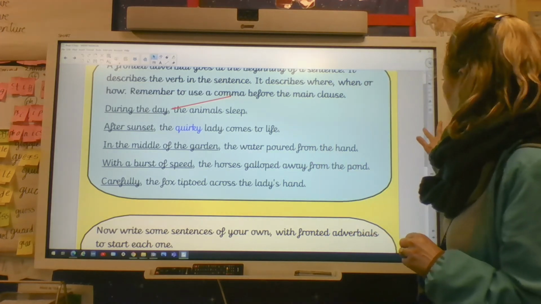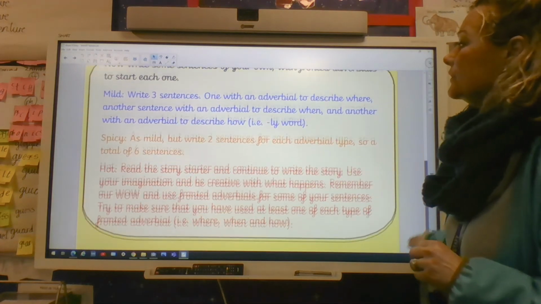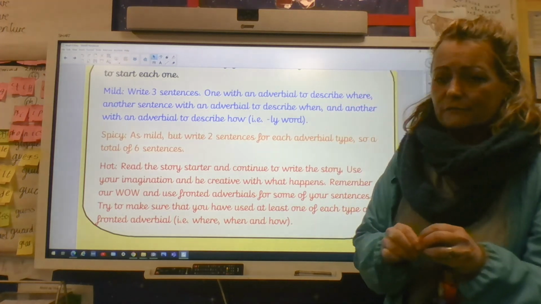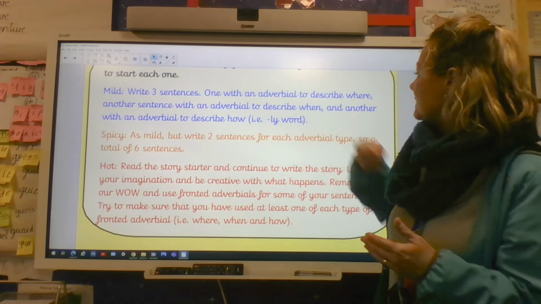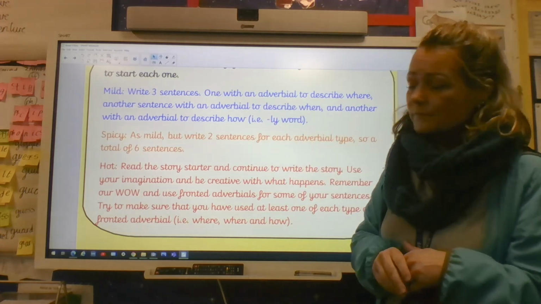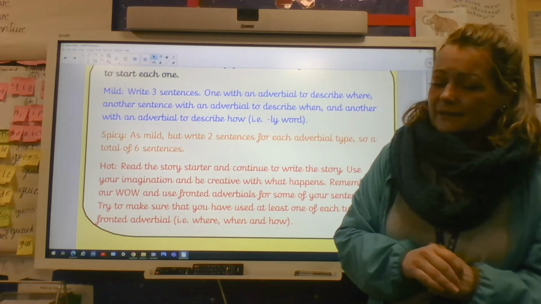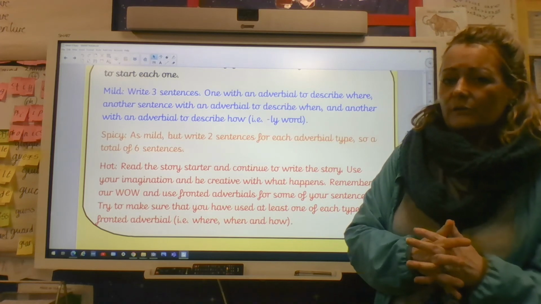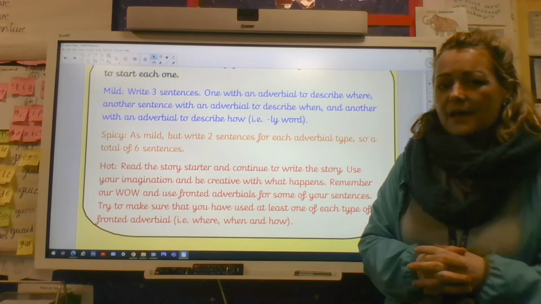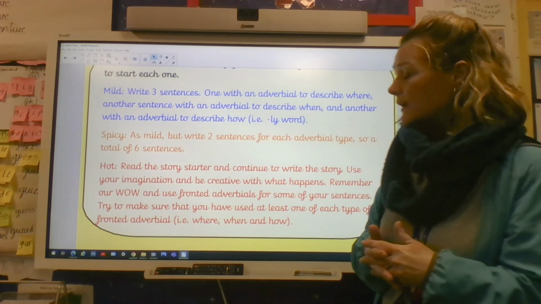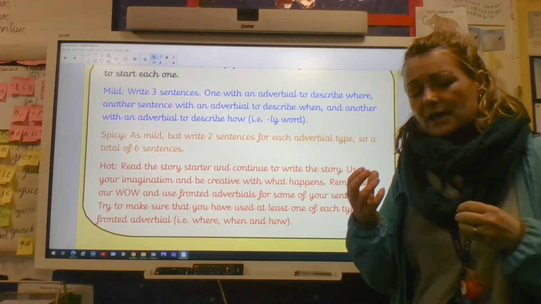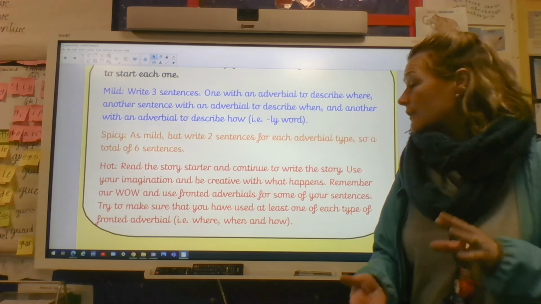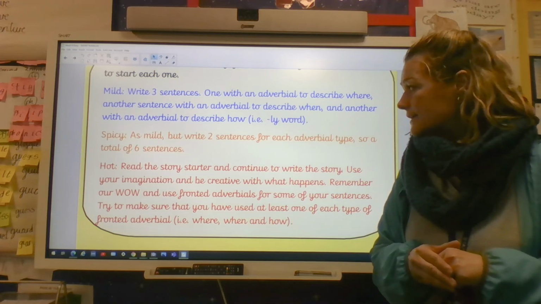The spicy activity is the same, but my challenge for you is to write 2 sentences for each. So 2 for where, 2 for when, and 2 for how. And the hot challenge is a little bit different. The hot challenge, I thought that some of you might want to go on and maybe continue that story. So going back to that story starter where the lady just opens an eye, you might have an idea for an extra paragraph that you want to write.